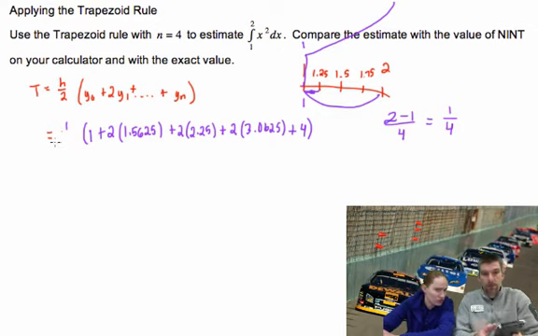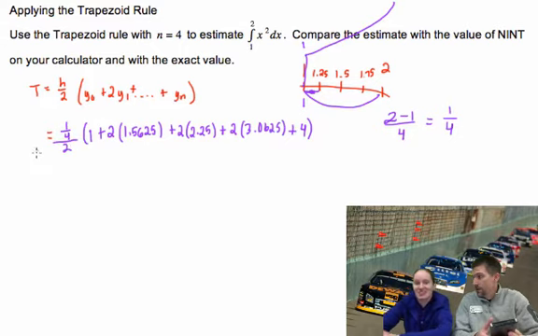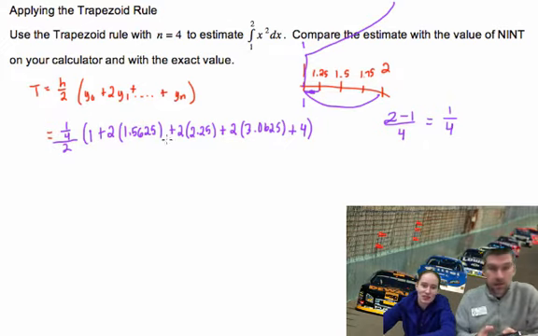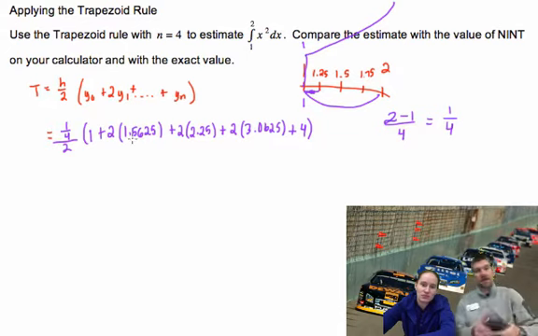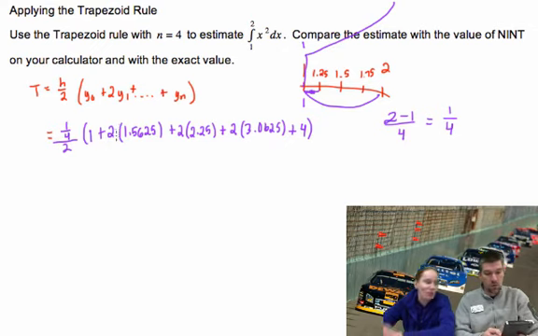So 1/4 over 2, h over 2. Yeah, h over 2. So 1/4 over 2, which is 1/8. So 1/8 times all of that stuff. Crank it out.